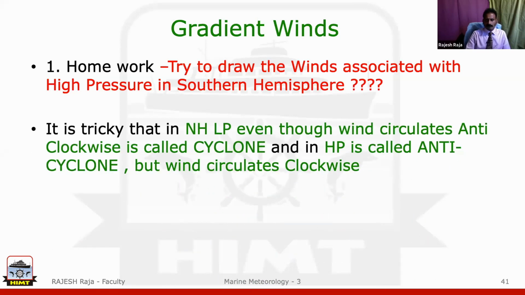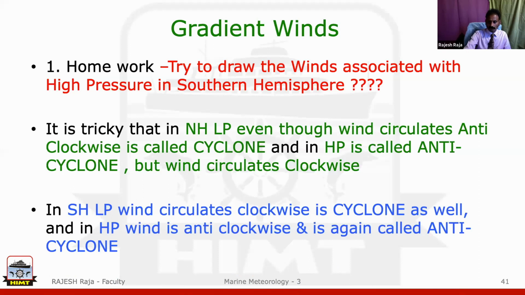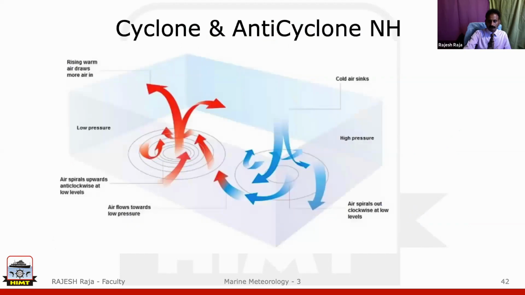It is tricky. I told you, in the northern hemisphere, low pressure wind circulates anti-clockwise, but it's called cyclone. And high pressure is called anticyclone, but the wind circulates clockwise. So something to remember. Exactly opposite is in the southern hemisphere. So I'm not going to stick on to this. It is tricky.